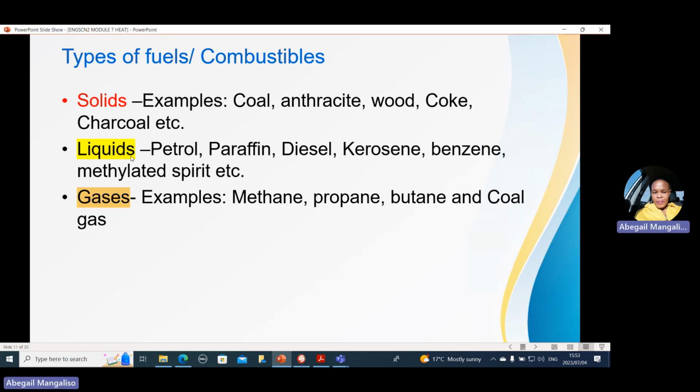Fuel can also be a liquid. Examples of liquid fuels are petrol, paraffin, diesel, kerosene, benzene, methylated spirit, and so on. For gases, we have gas stoves that use gas to release heat or energy. Examples are methane, propane, butane, and coal gas.